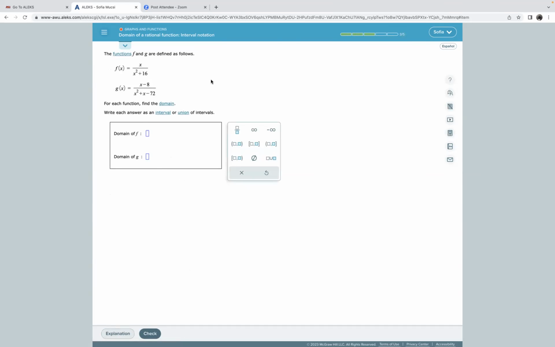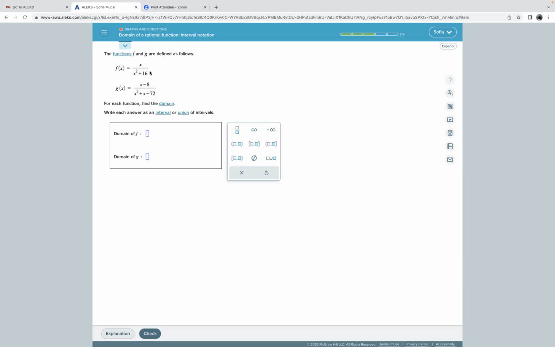X squared plus 16 is not factorable. It kind of looks like the difference of squares, but it's a sum of squares, and those are considered prime. So there's no way to factor the bottom there. So there's no exclusions. This one, the x squared plus 16.